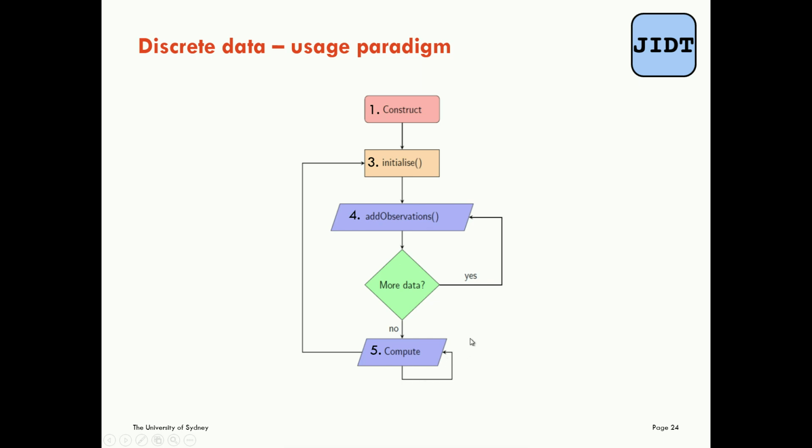You'll see that I've indexed these as steps 1, 3, 4, and 5. Obviously step 2 is missing. That's not an accident. This is to align with the usage paradigm for our continuous data calculators, which we'll look at in our next session. That has a step 2, setting some properties, that we don't strictly do for the discrete data calculators. Let's take these in turn.